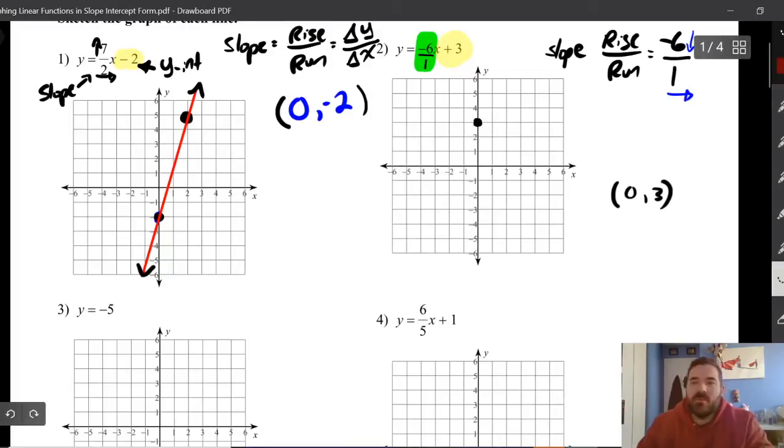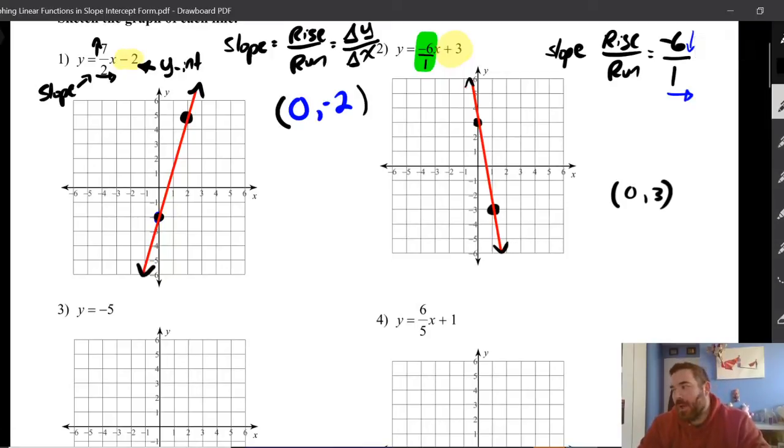And then I'm going to use my rise and my run, my slope. So it's a -6, so it's a rise of 1, 2, 3, 4, 5, 6. And then 1 to the right here. So that's where I'm going to end up. Right here. And then I draw my line. And I draw my arrows. Because that line continues forever.